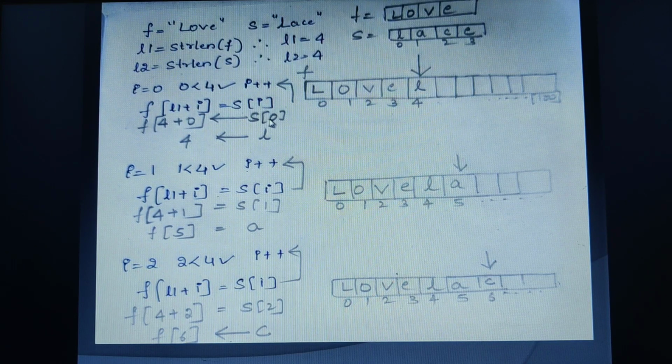This is a subscript, isn't it? When I refer to only this particular I is equal to 0, actually I am referring to the position. When I refer to the subscript, then I am referring to the value that is there in the given string at that particular position. So in S of 0, what character is there here? That is L. So that has to move in F of L1 plus I, that means 4 plus 0. Move it in F of 4.